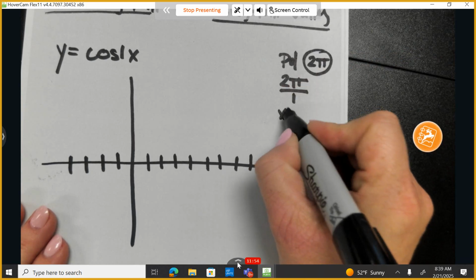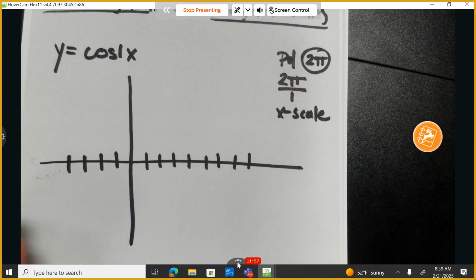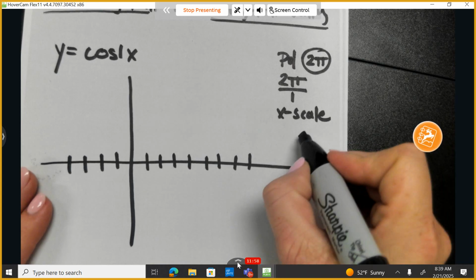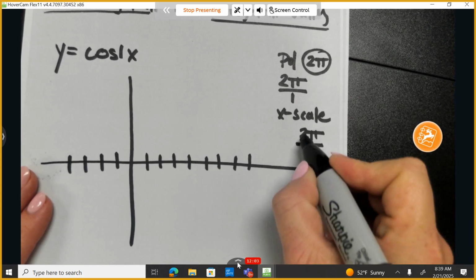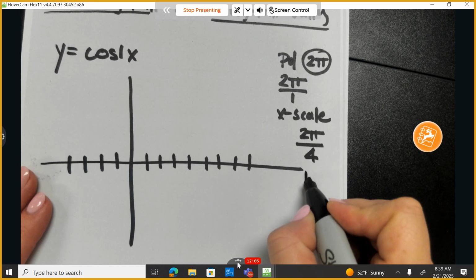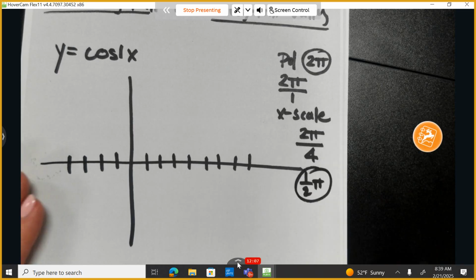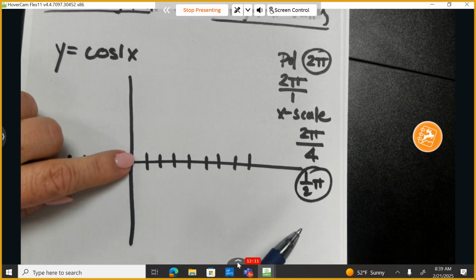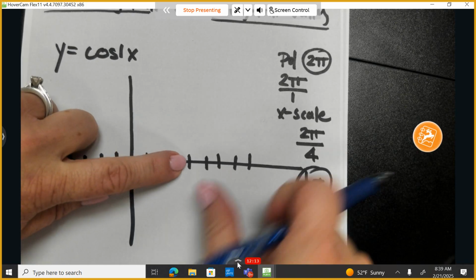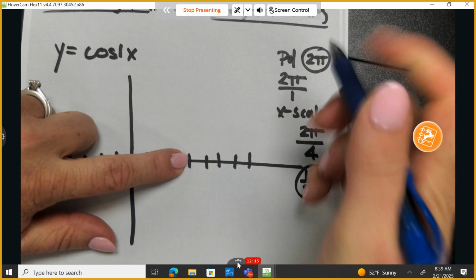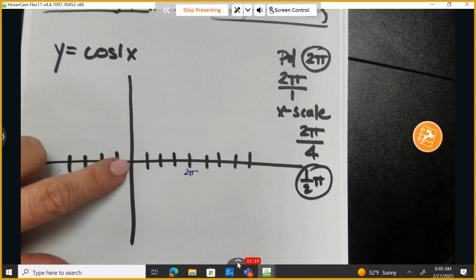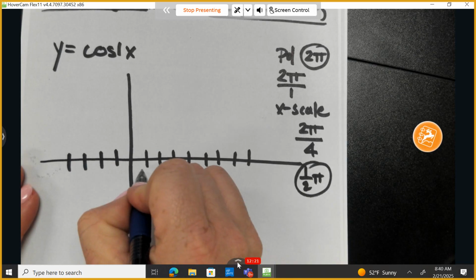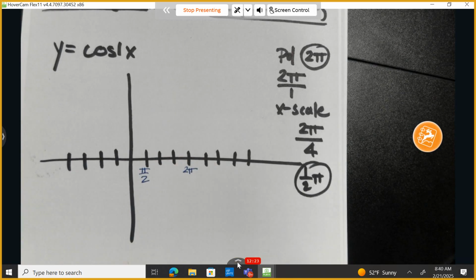Now, how do I find the x scale? This is done in the same fashion that we do for sine functions. I take whatever the period length is, I divide it by 4. So 2 pi divided by 4 simplifies to 1/2 pi. What does that mean? Same thing as sine. It means if I do 4 steps, step 1, 2, 3, and 4, that's going to be 1 cycle, and it's going to be a length horizontally of 2 pi. Now, each of these steps has a distance of 1/2 pi, or pi over 2.